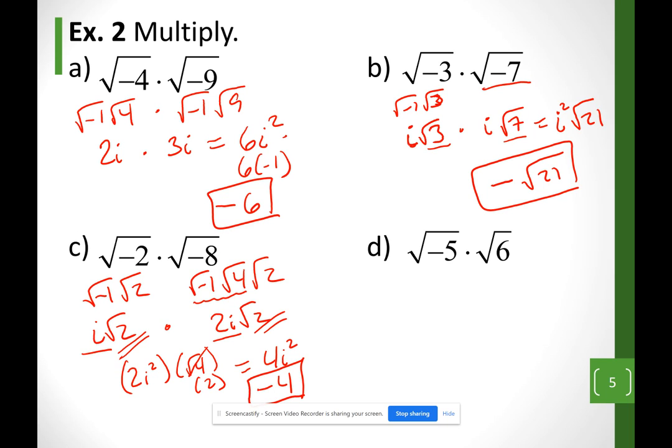Now let's take a look at example D. I'll factor the negative sign. Here I have radical 6. So I have that i radical 30. I cannot simplify radical 30, so that is as simple as I can go.